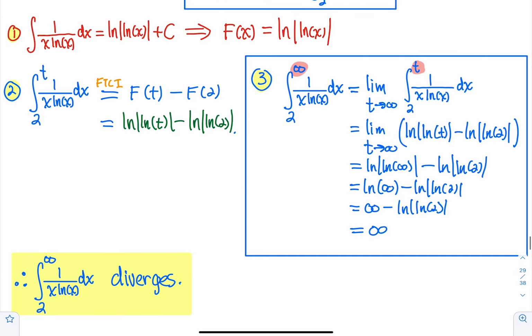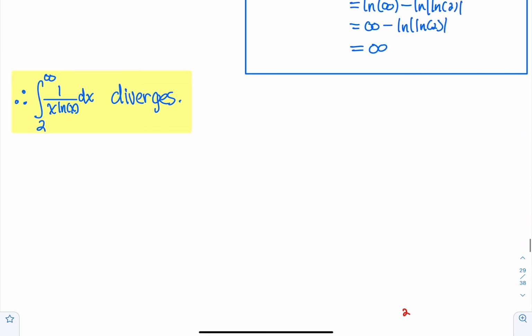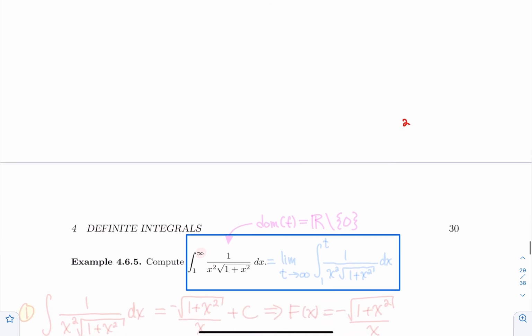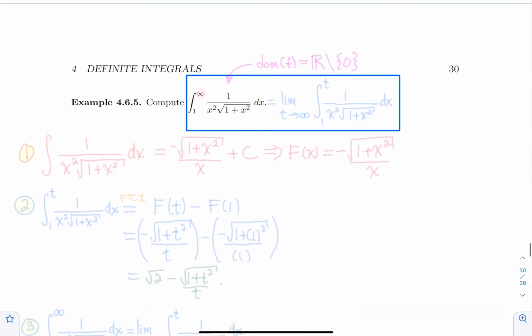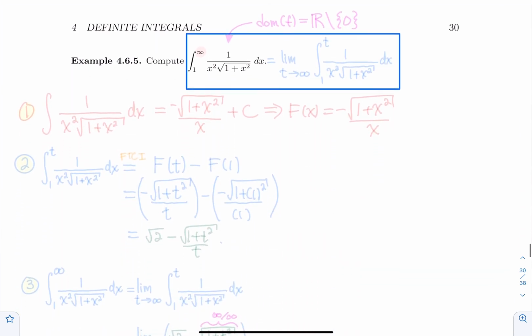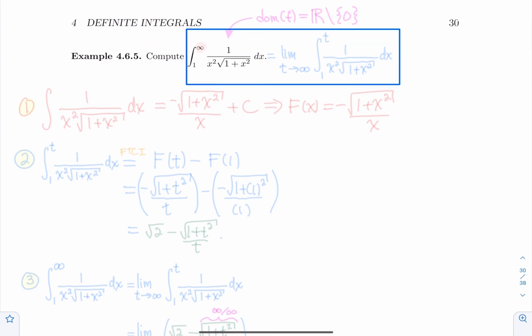All right, last example of this section. We want to compute the integral from 1 to infinity of 1 over x squared times the square root of 1 plus x squared dx. As usual, the first thing you do when you have an integral with bounds is you look at the domain of your function. Here, the only way this function can crash is if and only if x is equal to 0. So the domain is everything but 0.